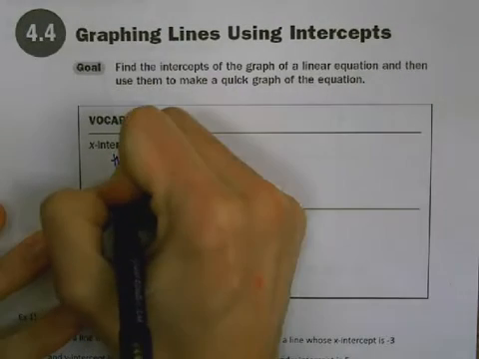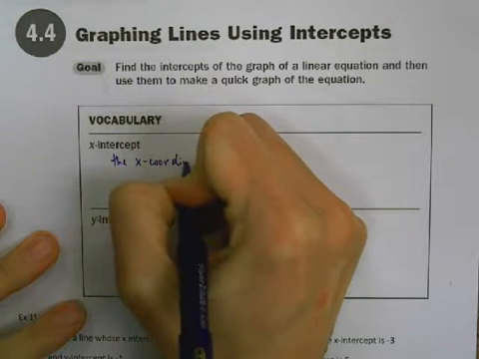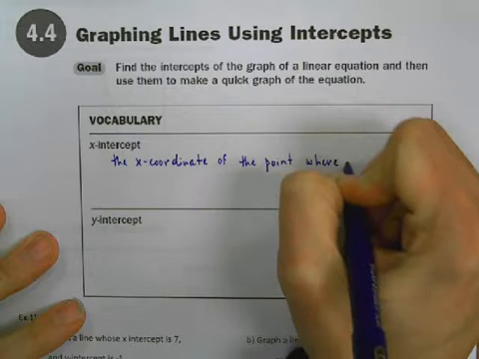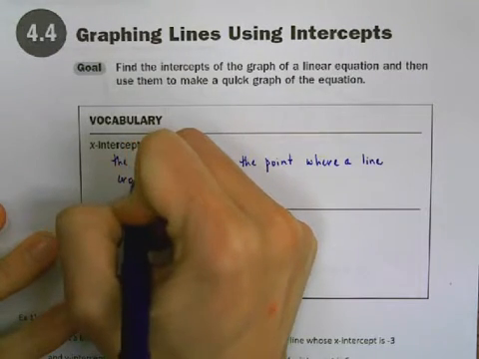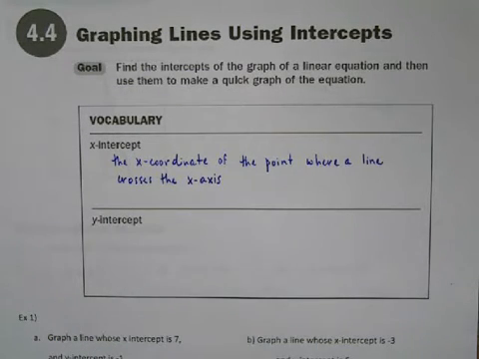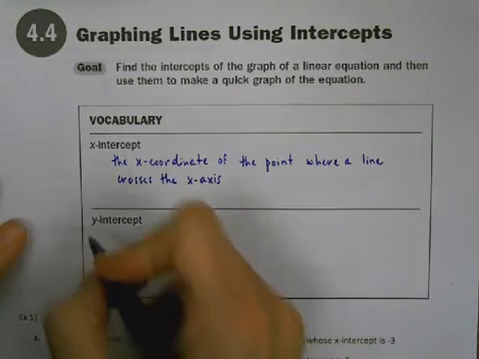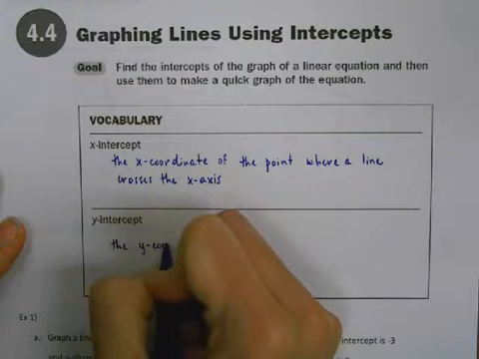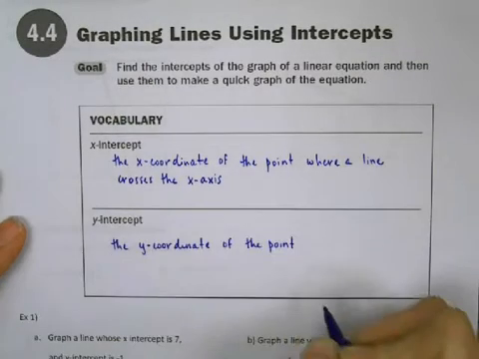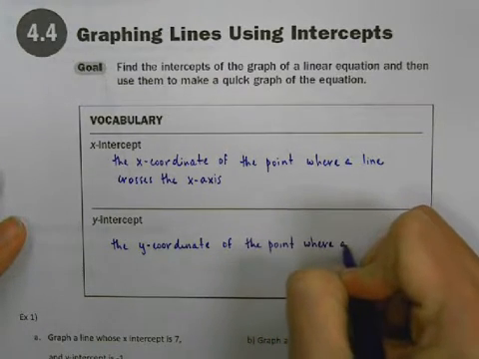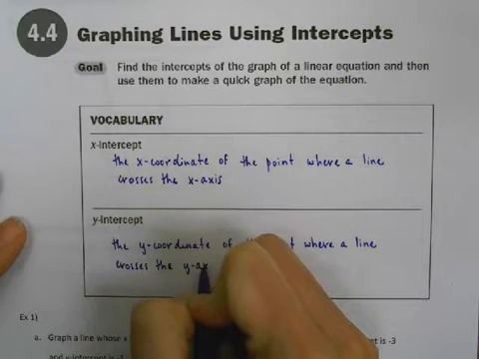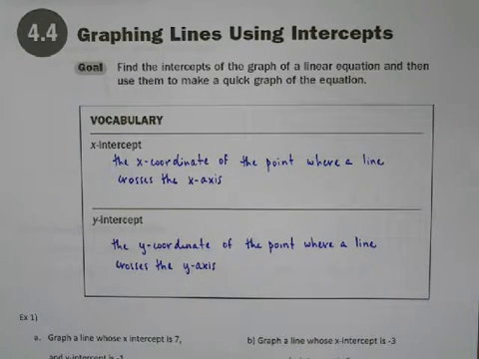So the x-intercept is just the x-coordinate of the point where a line crosses the x-axis. Okay, so the x-coordinate of the point where a line crosses the x-axis. Then similarly, the y-intercept is just the y-coordinate of the point where a line crosses the y-axis. Okay, so that's the main vocab we'll be working with.